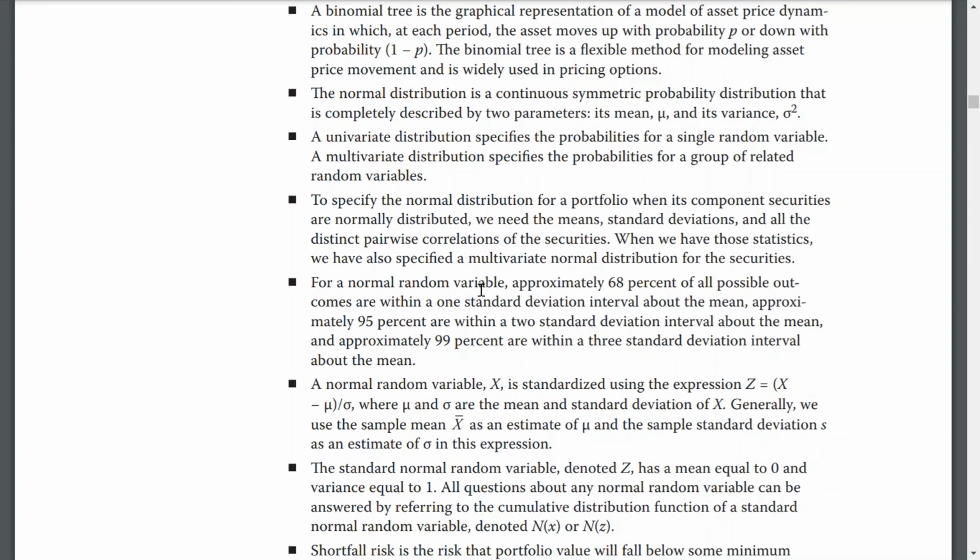The univariate distribution specifies the probabilities for a single random variable. A multivariate distribution specifies the probability for a group of related random variables. To specify the normal distribution for a portfolio composed of securities that are normally distributed, we need the mean, standard deviation, and all distinct pairwise correlations of the securities. When we have those statistics, we have also specified a multivariate normal distribution for the securities.